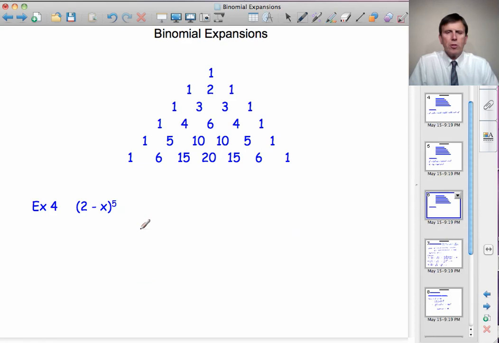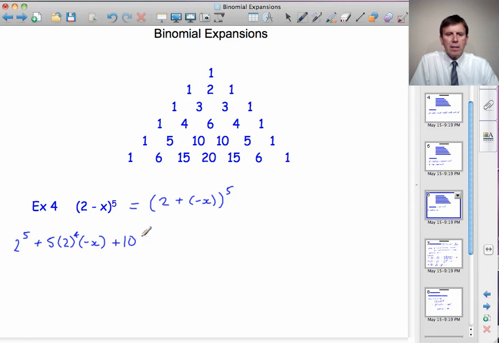Example 4. 2 minus x to the power 5. The best way to think of this is 2 plus minus x to the power 5. Putting the minus x in a bracket will ensure that we keep the correct signs all the way through the expansion. So now I'm going to use this line here, the one with a 5 in it, because we want the power 5. So it's 2 to the power 5 plus 5 times 2 to the power 4 multiplied by minus x. Moving along, we now need the 10.